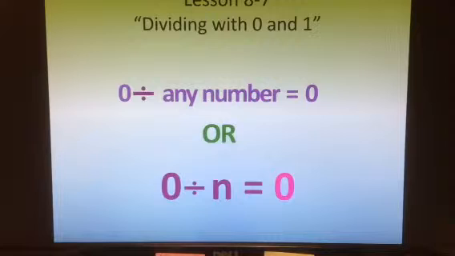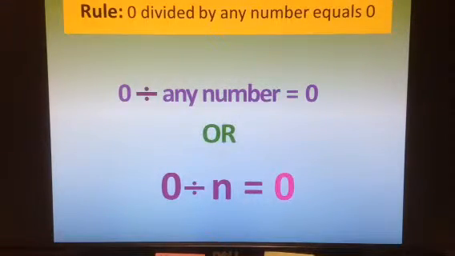0 divided by any number equals 0. Or 0 divided by n equals 0. Basically, this is saying if you have nothing of something, you have no candy, or no toys to clean up, or no balls, no matter how many people you share it with, they still get nothing. The rule is 0 divided by any number equals 0.